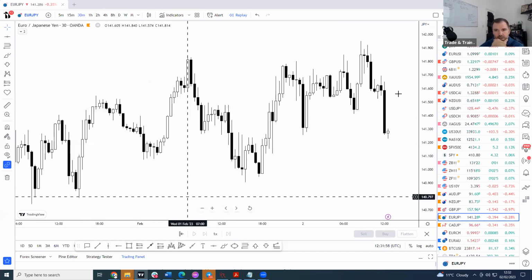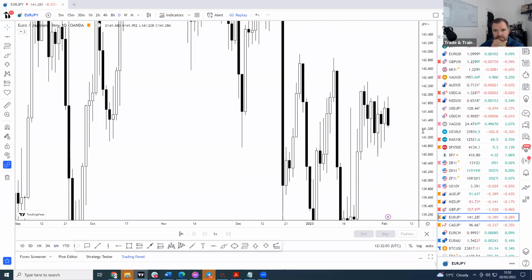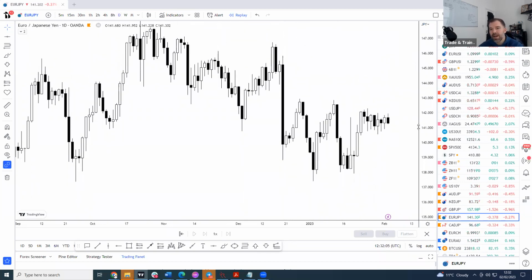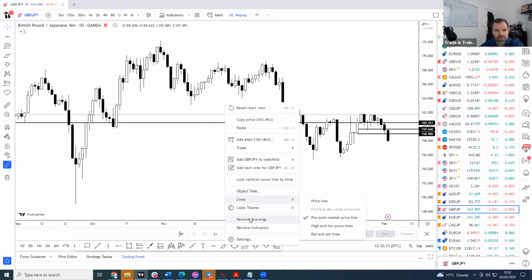So remove all drawings. We'll start at the daily. Right, what do we see? In fact, pound yen was a beauty, but I didn't take it yesterday. So let me just remove all drawings.